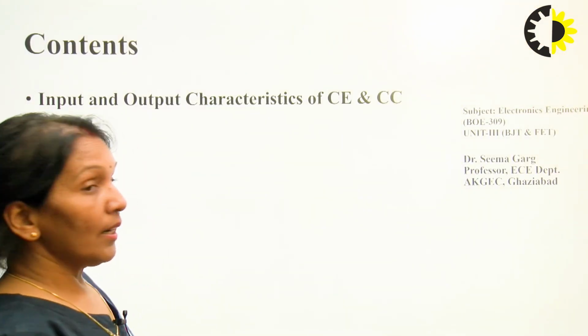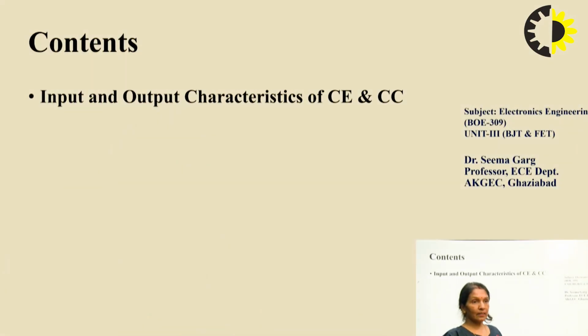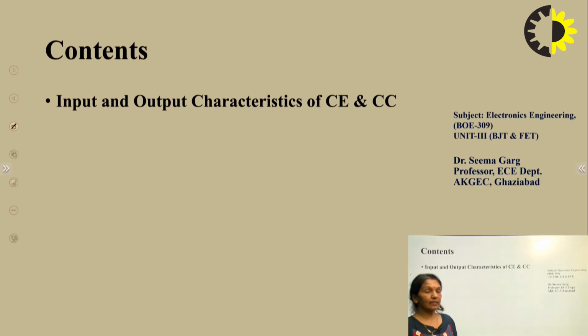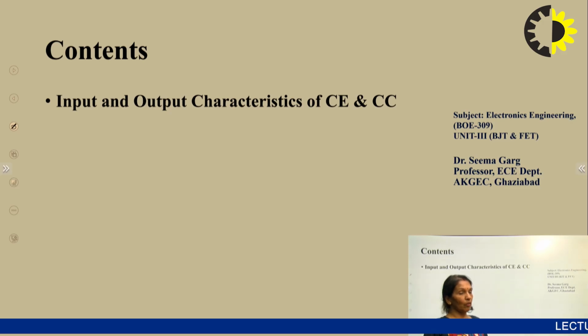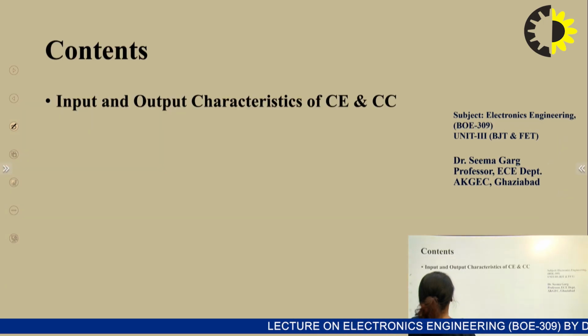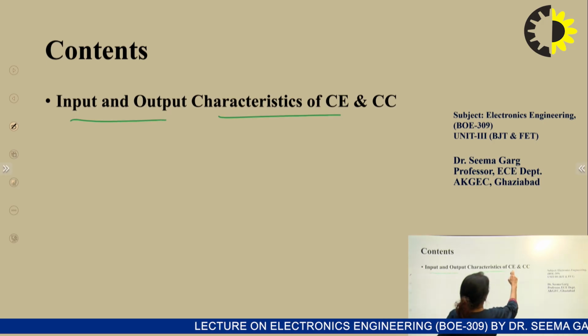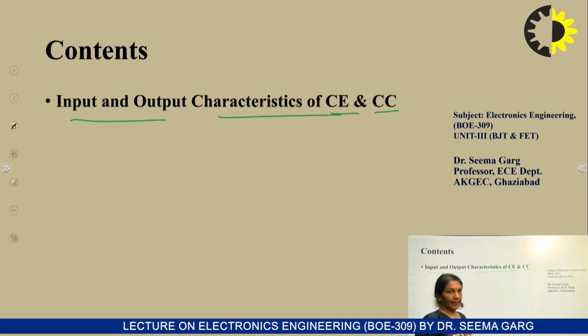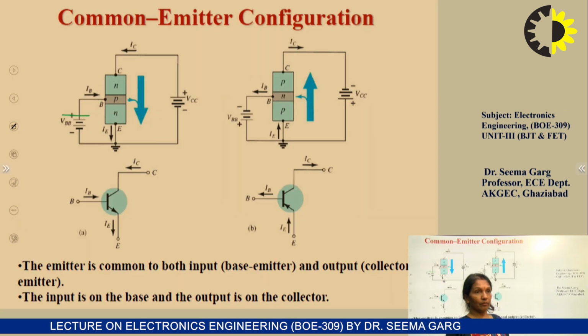In the previous lecture, we already discussed the common base configuration and its input and output characteristics. Now we'll be discussing the input and output characteristics of the common emitter and common collector configurations.